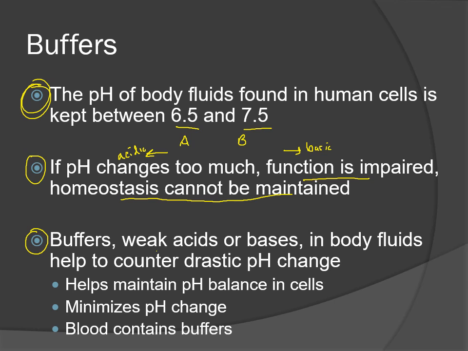Buffers are actually weak acids or weak bases, and they are contained within body fluids, and they help counter drastic changes in pH. They're able to absorb some of the extra hydrogens. They're able to absorb some of the extra hydroxides. And by that reason, they are able to resist that change of acidity because they are removing some of the acid or some of the base as the acid and base are introduced into a human system, for instance. So these buffers help to maintain a pH balance in cells. They help to minimize changes in pH, and our blood contains wonderful buffers to help all that out.